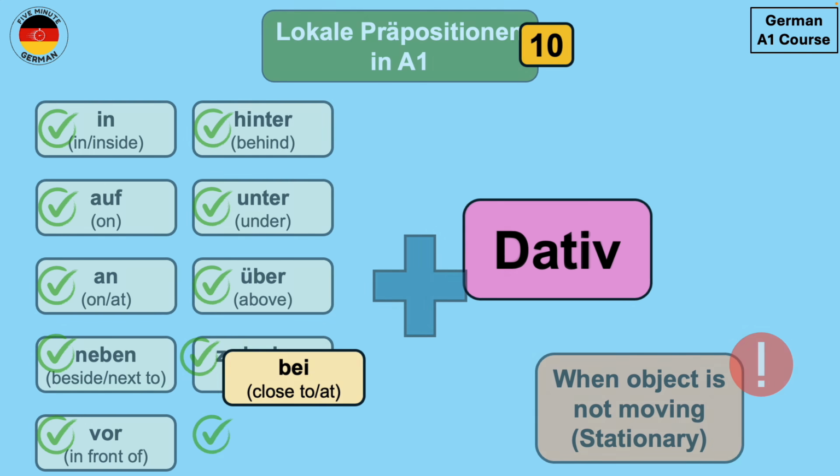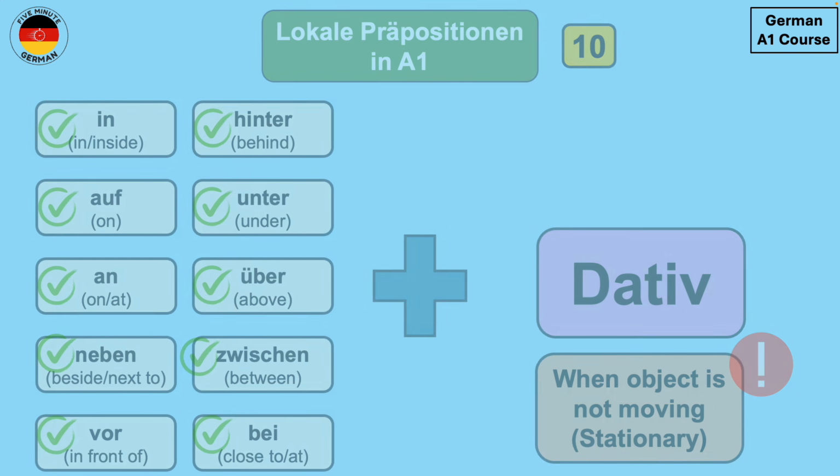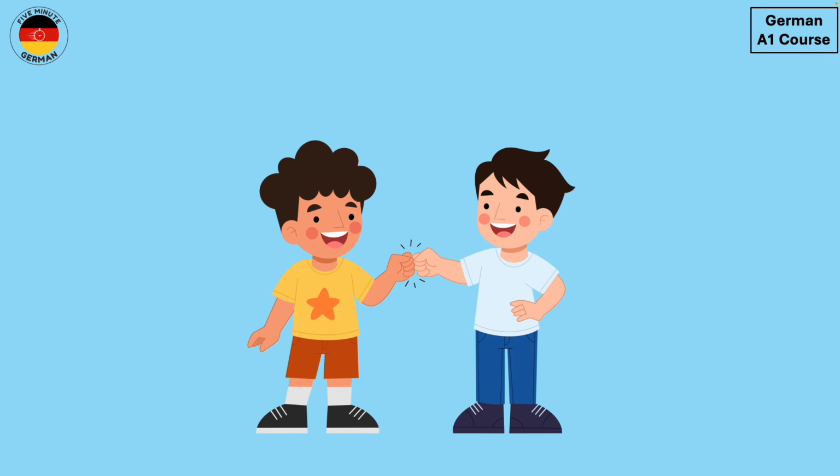So these are the Lokale Präpositionen with dative in A1. So if you have made it this far, then I would like to say, great job, we did it together, and now I am sure that you will have no problem using these prepositions in your daily life and in the exam. So I hope that this video was helpful for you.